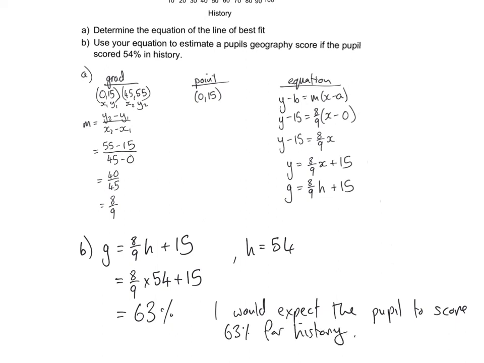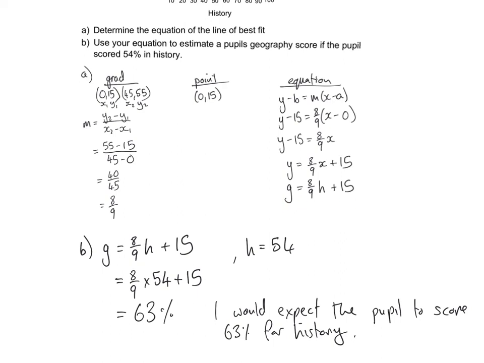Now remember, that's just an estimate. It doesn't mean that pupil would actually go on to score 63% in history, but we use the line of best fit to estimate or make a best guess. So the equation of the line of best fit does the same job. Remember though, if the question says use your equation, you must actually substitute into the equation you got for part A to be awarded any marks.